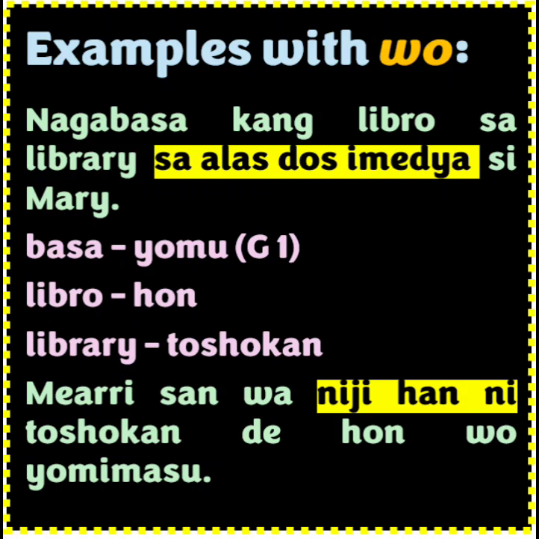Mary-san wa 2時半に図書館で本を読みます. In this sentence, we have the time expression 2時半, and this time expression is a numerical time expression, and it requires the time marker ni. Also, in this sentence, we have an object, which is hon. So we say hon o. So the sentence is, Mary-san wa 2時半に図書館で本を読みます.